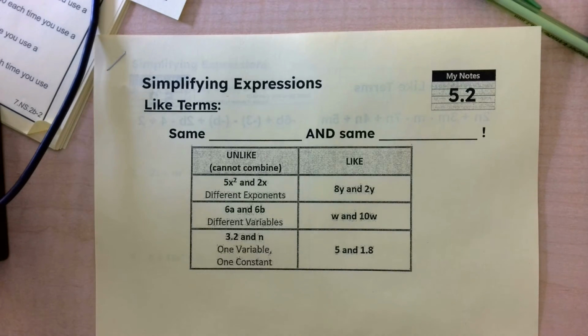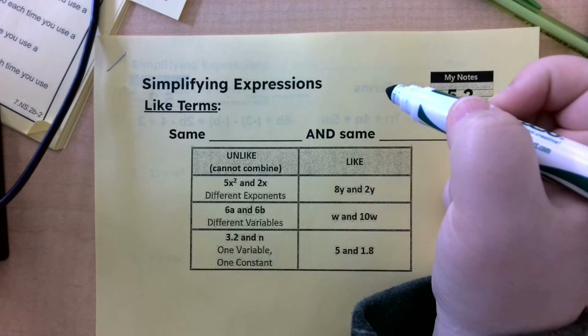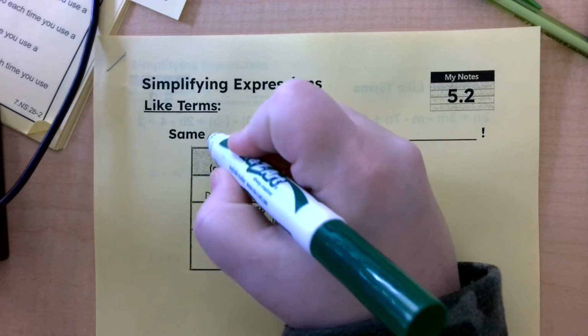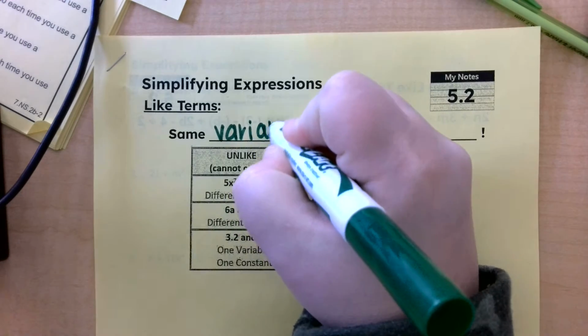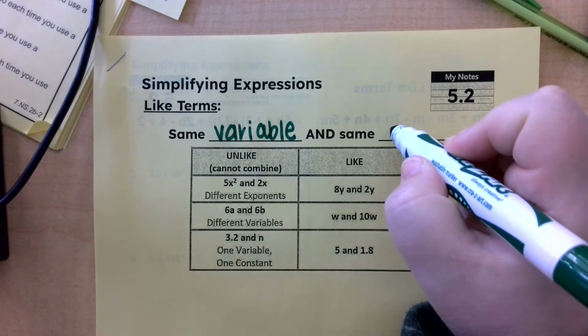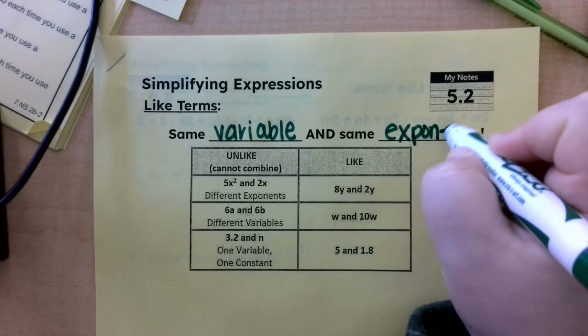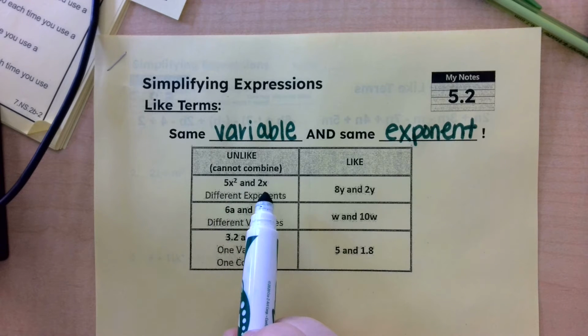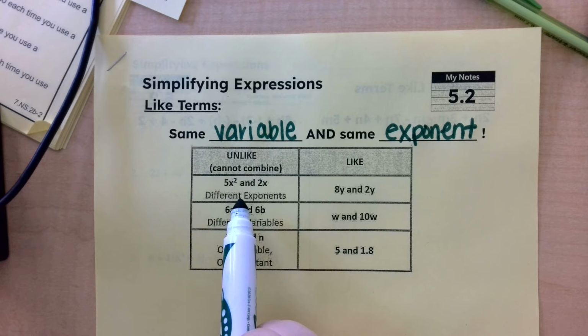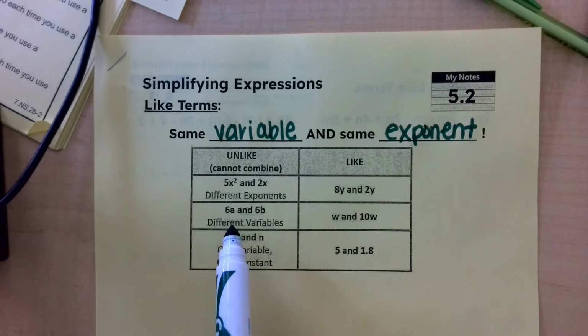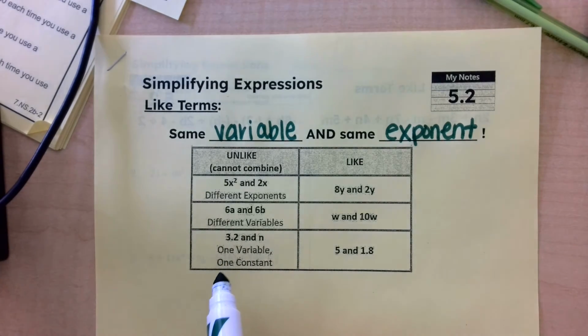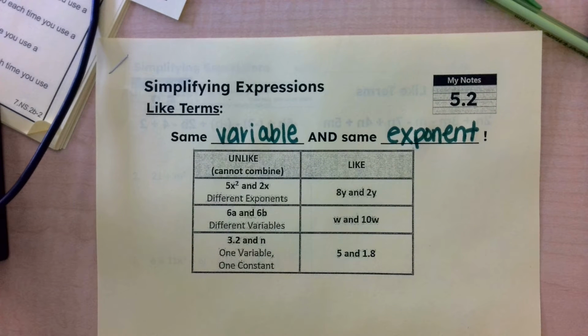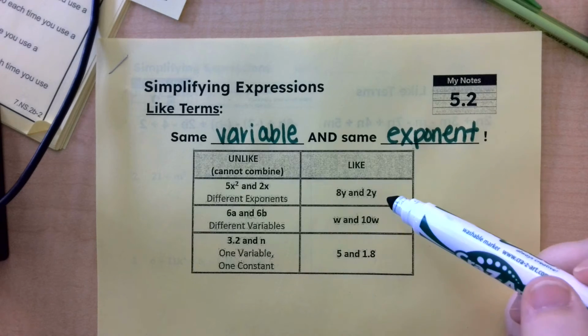So let's begin. We're simplifying expressions today with like terms. Like terms means the terms have the same variable and they have the same exponent. So, unlike terms, 5x squared and 2x have different exponents, so they're not like terms. 6a and 6b have different variables, so you cannot combine them. 3.2 and n, one is a variable and one is just a number, which is called our constant, so we can't combine those either.